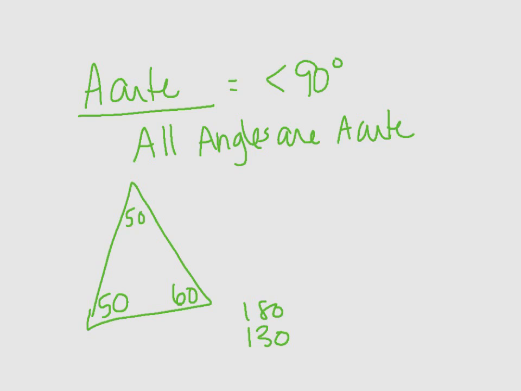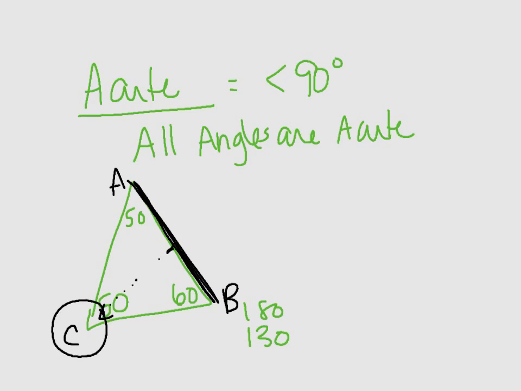Now, one of the questions on your worksheet is to name the angle opposite of AB. So if we label these as ACB, here is the side AB, so the angle opposite is going to be the angle right here, angle C. So angle C is across from, or opposite of, the side AB.